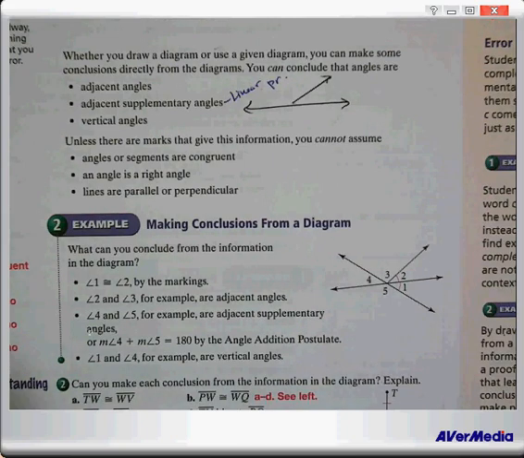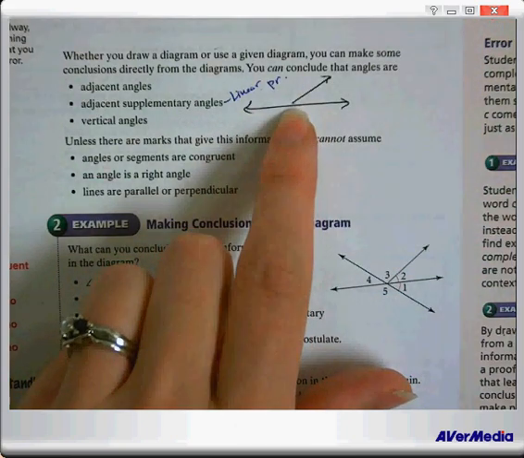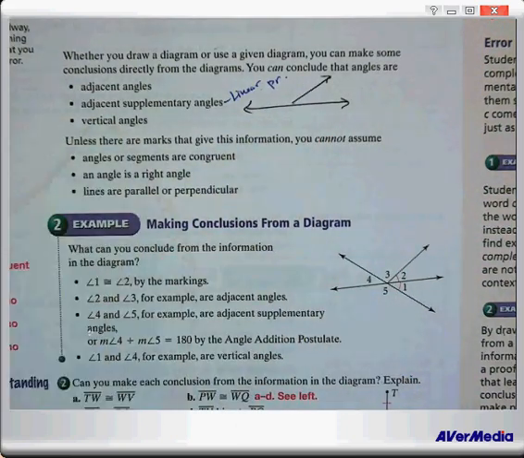Angles or segments are congruent, an angle is a right angle, and that lines are parallel or perpendicular. Remember, things do not have to be drawn to scale in geometry. So make sure you can find those.